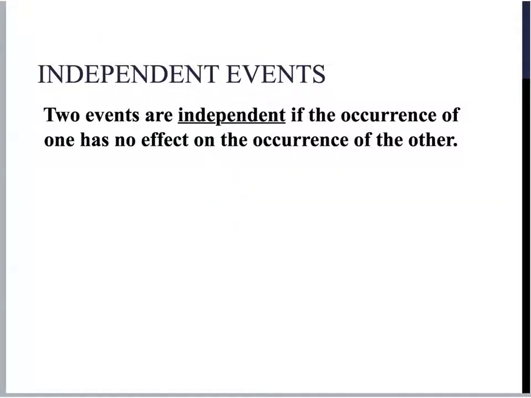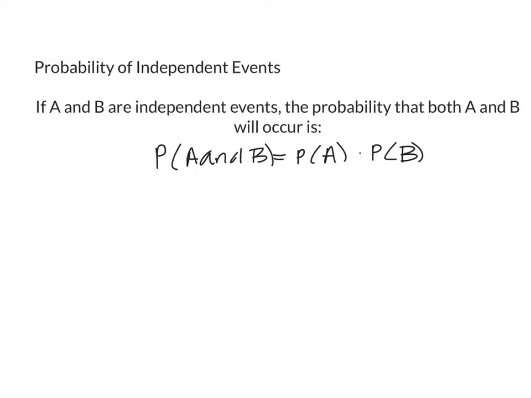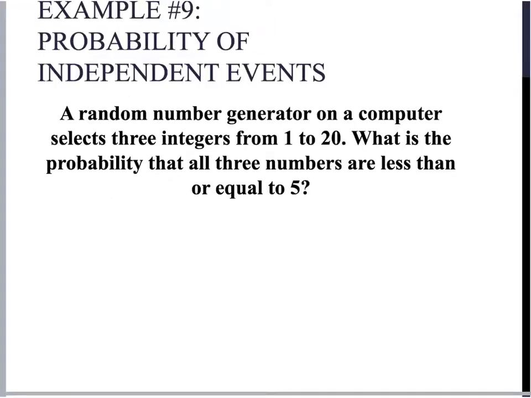All right, independent events. So two events are independent if the occurrence of one has no effect on the occurrence of another. And to find the probability of independent events, essentially what you do is you multiply their probabilities. So in example 9, it says a random number generator on a computer selects 3 integers from 1 to 20. What is the probability that all 3 numbers are less than or equal to 5?